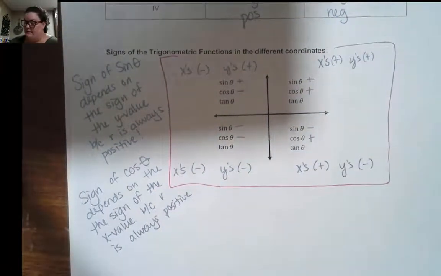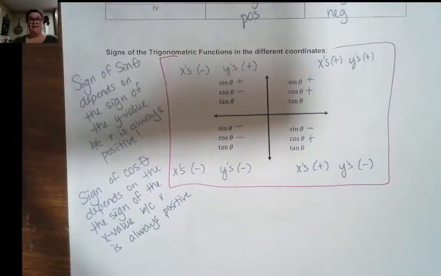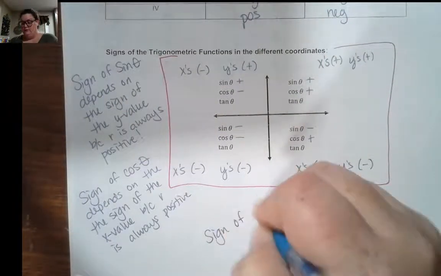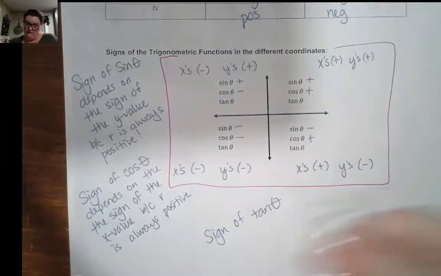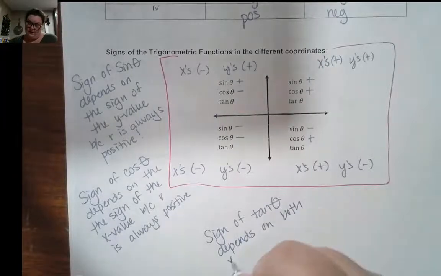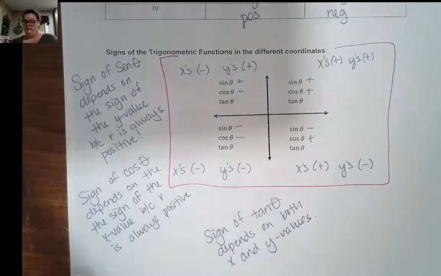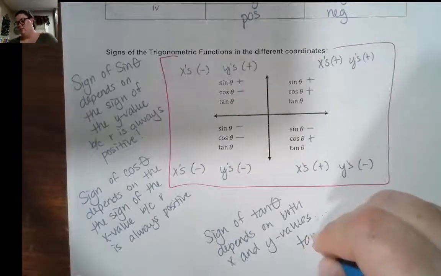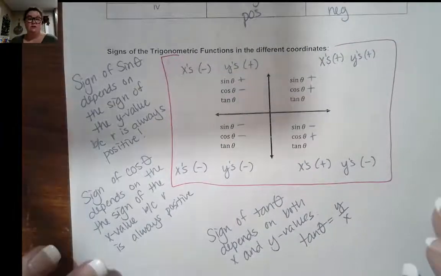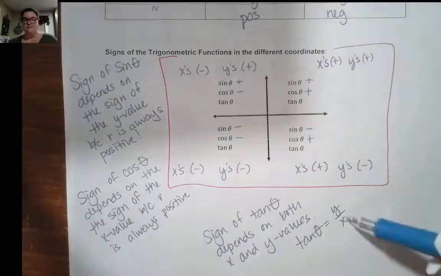All right, and then our tangent has to do with x and y, right? So the sign of tangent theta depends on both x and y values, because tangent theta, remember, is equal to y over x. It doesn't matter if we're talking about tangent or cotangent, the reciprocal, but we do need to know the signs of both.